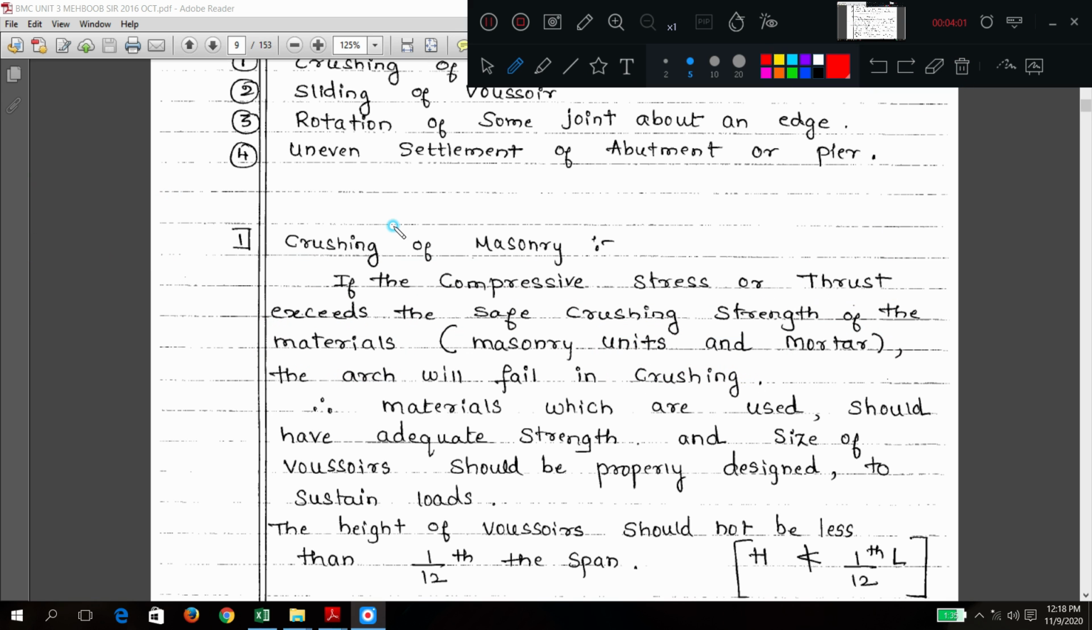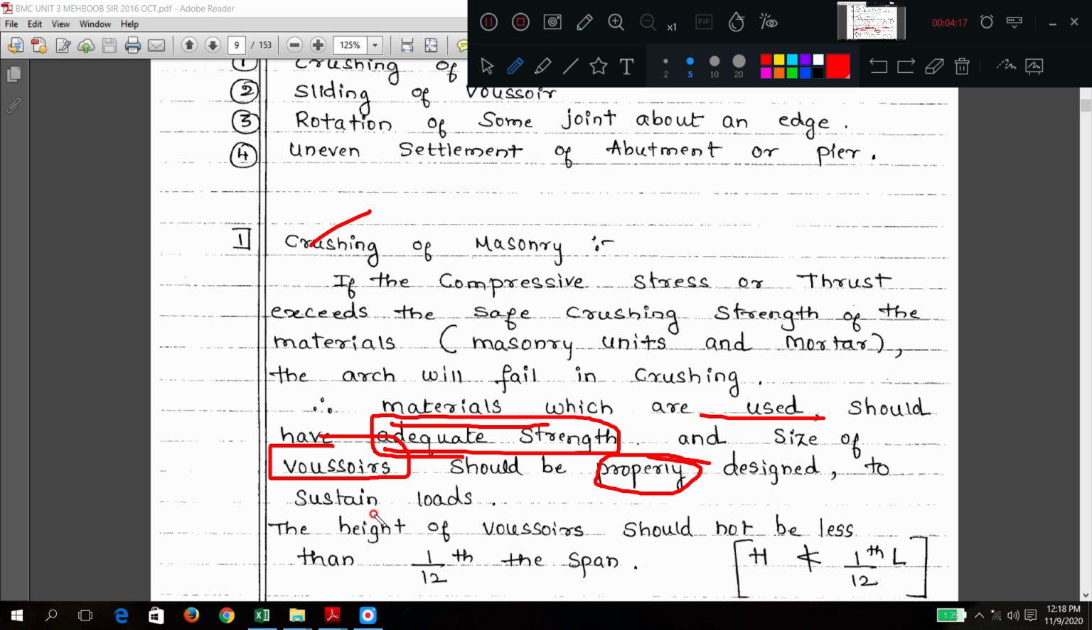So to avoid this crushing, what should be the precaution? Materials should be strong, materials should have adequate strength, and the size of the visor should be proper to sustain the loads. If very small visors are there, then it will get crushed easily. If bigger visors, depth is bigger, thickness is bigger. If both are larger dimension, then it will give sufficient strength under crushing.